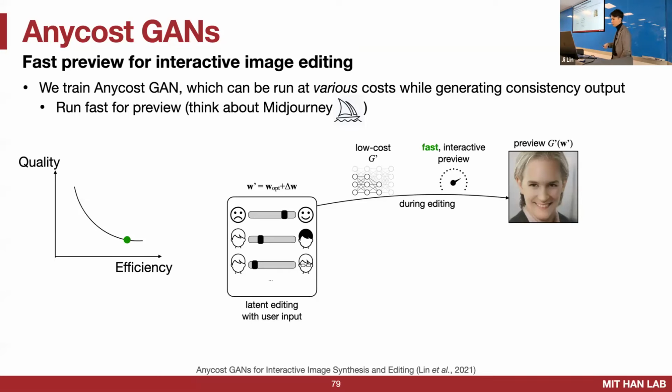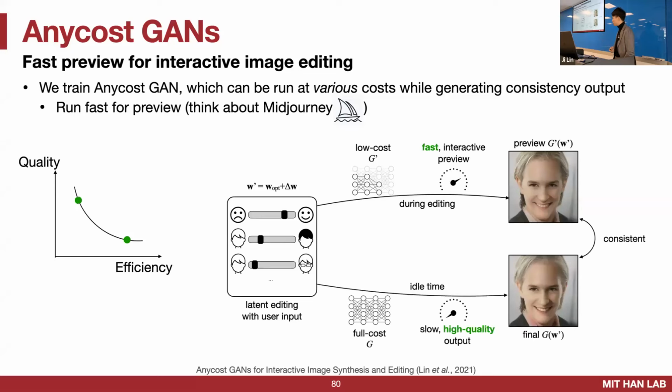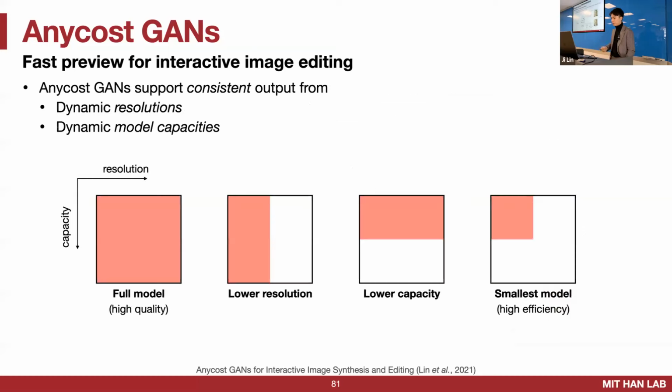We took inspiration from the rendering pipeline. During editing, we run the model in a fast, low-cost mode to provide a fast preview, while when we finalize the editing, during idle time, we can run the full model to get higher quality outputs. The important thing is that the different models at different capacities have consistent outputs, so we can use them as a good preview.